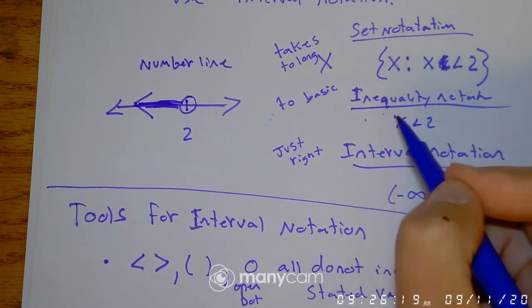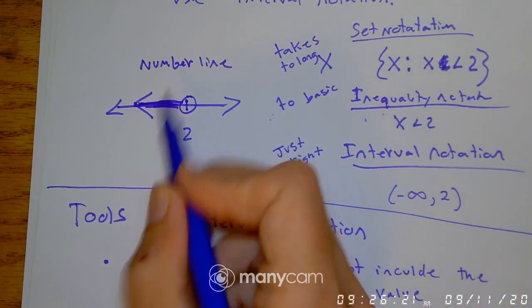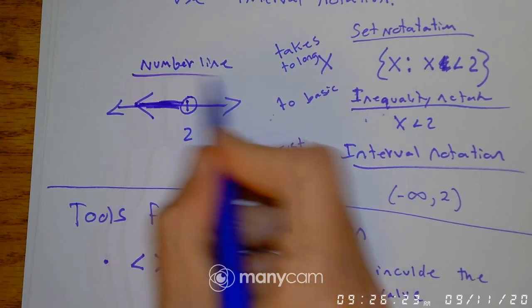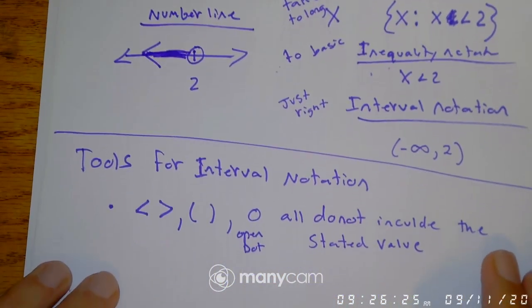So I lied to you. There's set notation, inequality notation, interval notation, and number line notation. Good catch, Craig. All right.